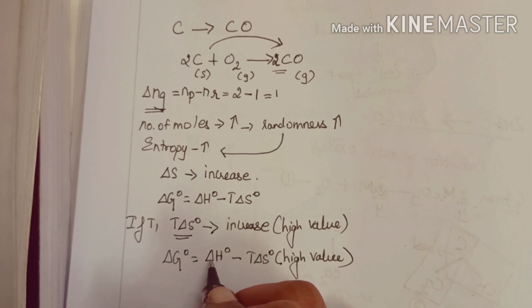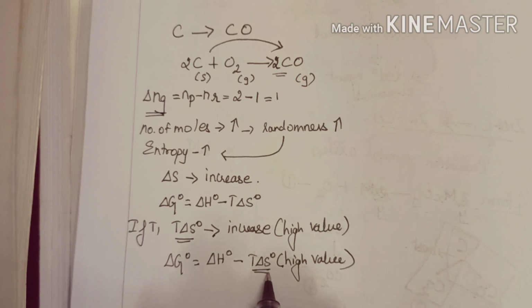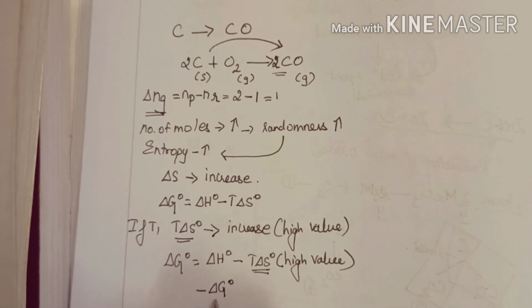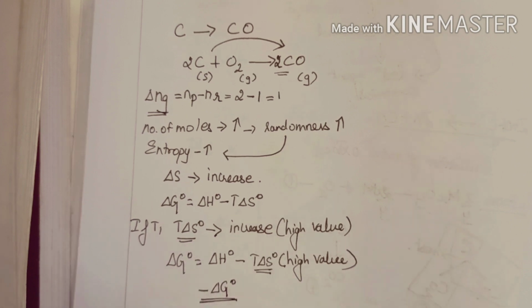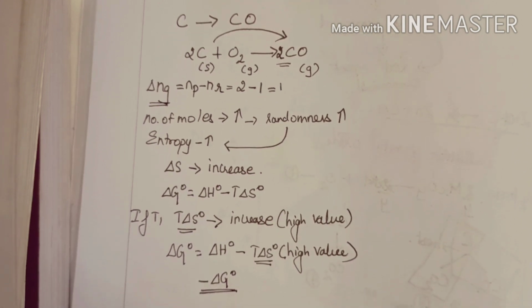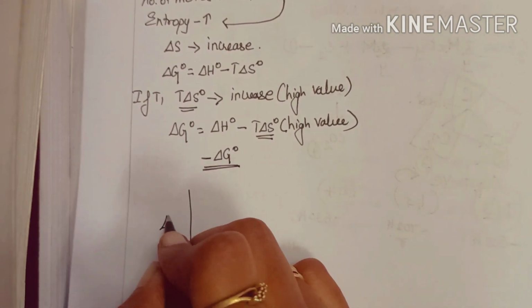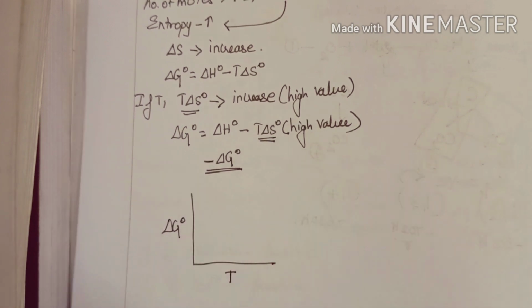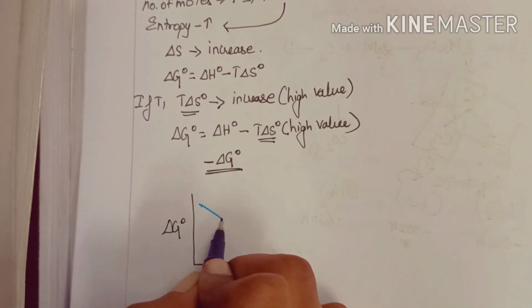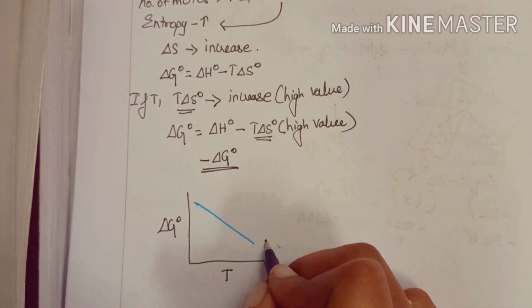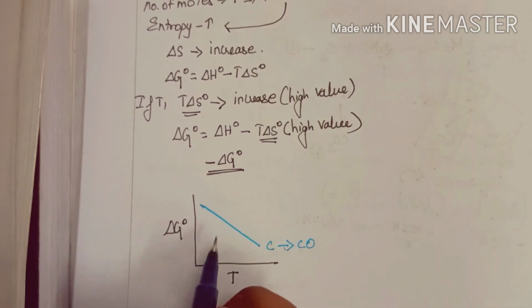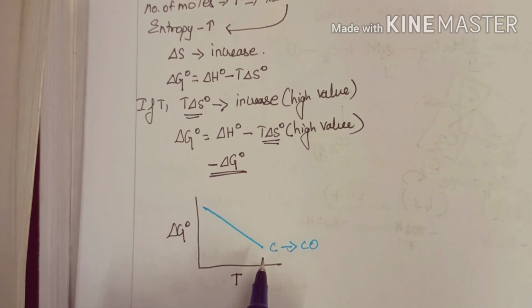So here it is positive and negative. You should find the difference and put the sign of the greatest number. Which is the greatest number here? T delta S naught is the greatest number. So what will be the sign of delta G naught? Minus. So the change in Gibbs free energy will be negative. If I plot a graph between delta G naught and T, this one will be our line for C to CO, because delta G naught decreases.